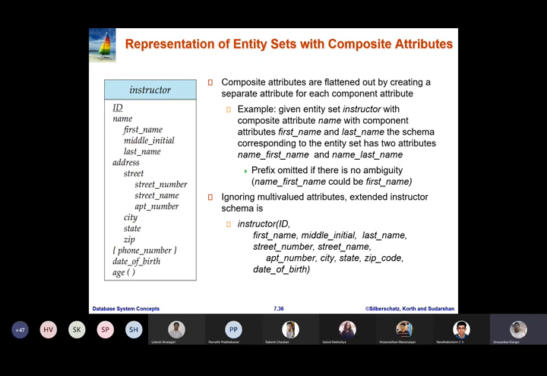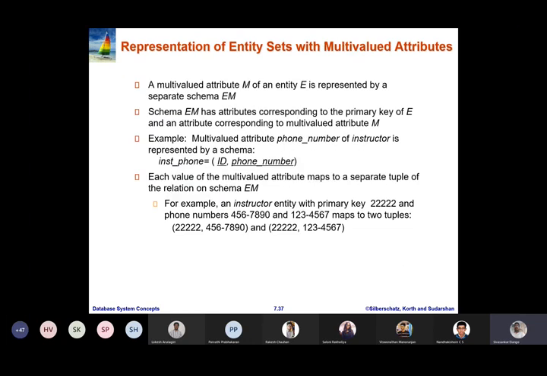So we also studied how to represent a multi-valued attribute. Whenever you have a multi-valued attribute in a particular entity set E, the schema is represented by EM, right? So the relation name is going to be instructor_phone, which contains the primary key followed by the multi-valued attribute, right? So ID is going to be the primary key and phone number is going to be the multi-valued attribute, right? So this is how we have represented a multi-valued attribute by means of a relation, right?